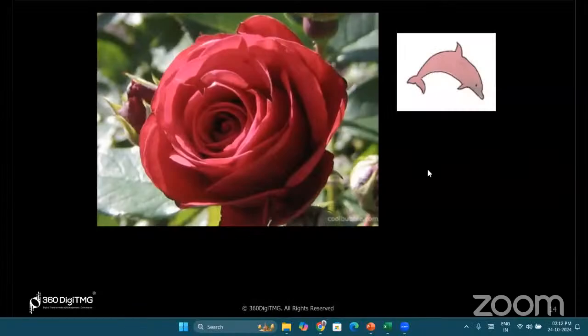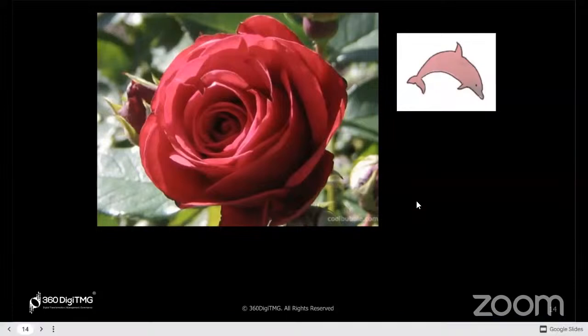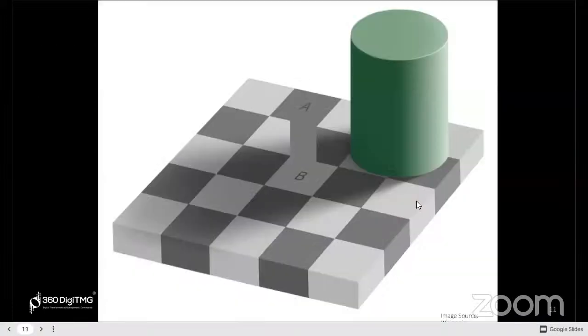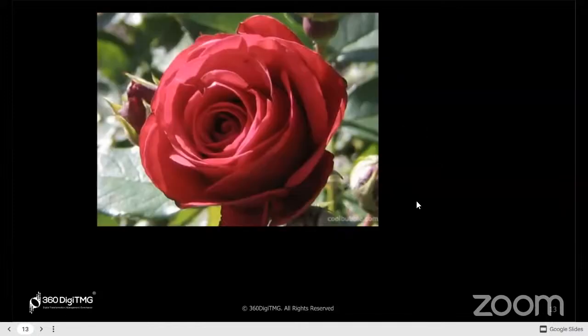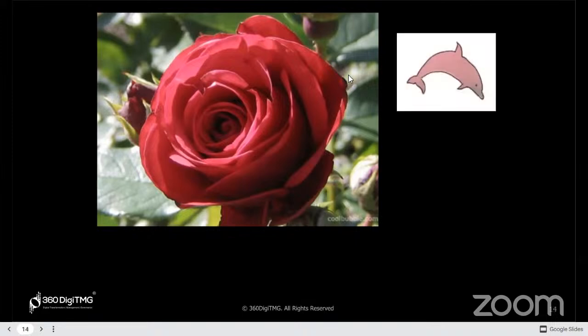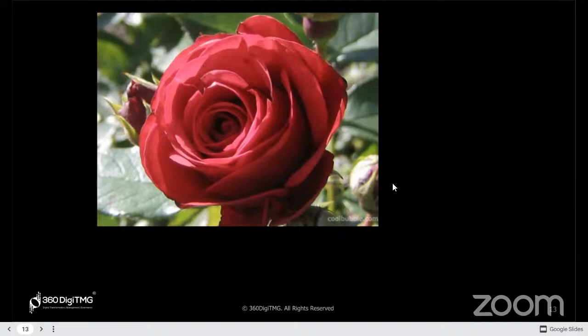Okay, sorry. I think there was a small glitch there, but I hope you're able to see my screen now. This is what we were talking about, familiar patterns and all. Now, when you go here, there's this flower, and when I show what is present inside that flower, once I reveal the dolphin shape that is there in the flower, now you will not be able to unsee it anymore.